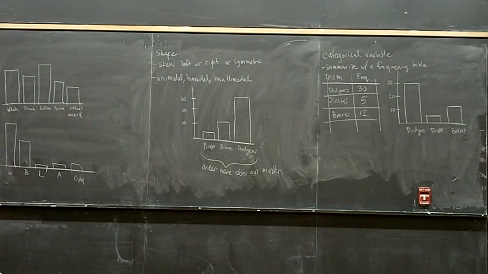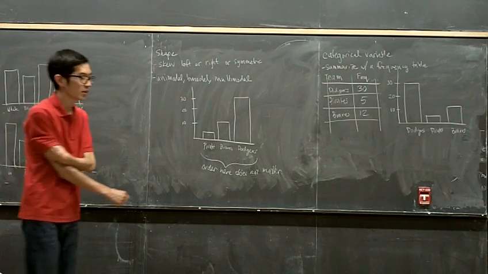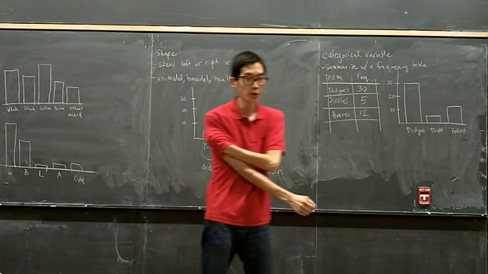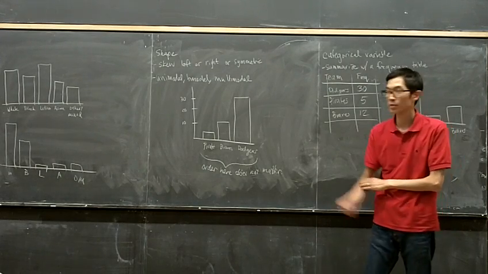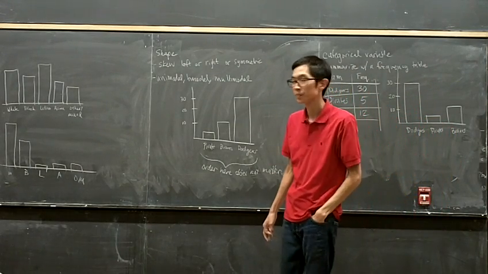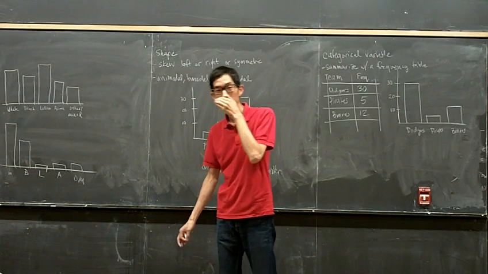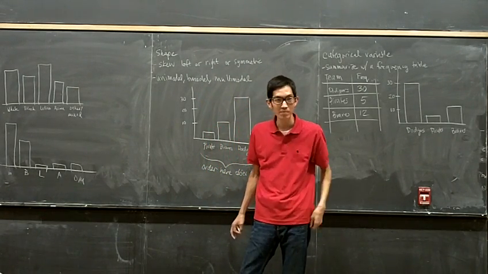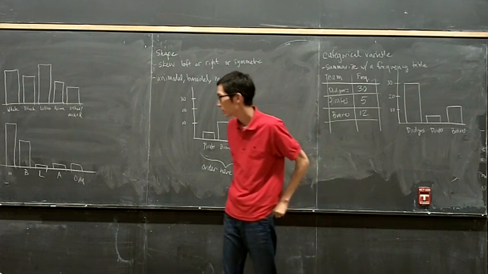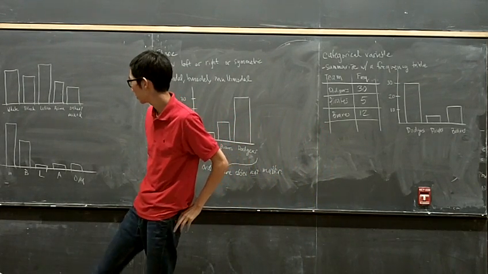Which of these bar charts shows more variation in ethnic diversity? The top one or the bottom one? Top. No, bottom. The bottom, because there's a wider difference between the highest one and the lowest one. The bottom has more variation.